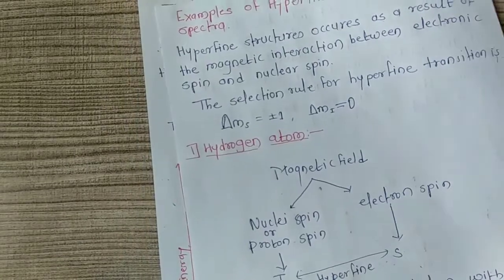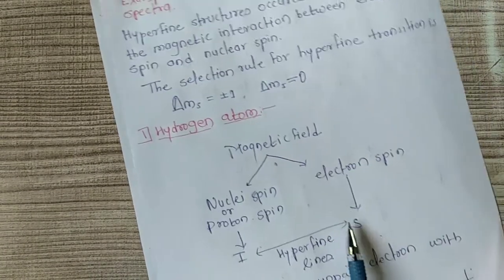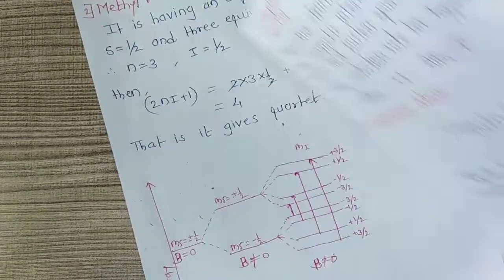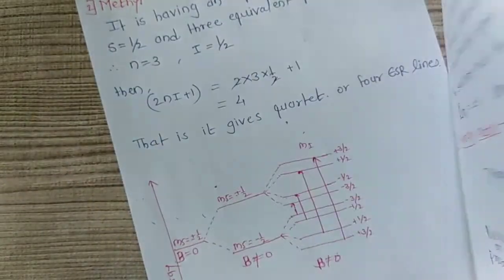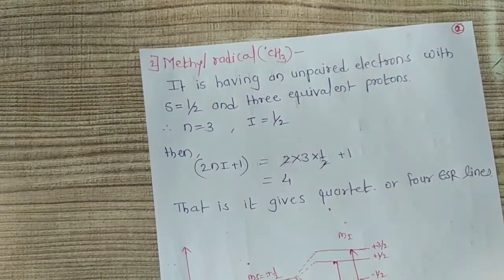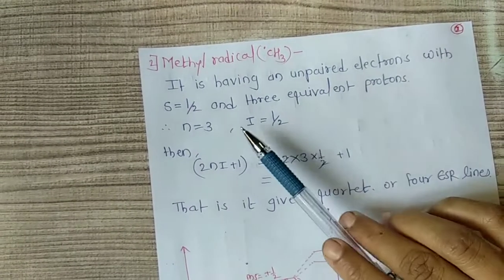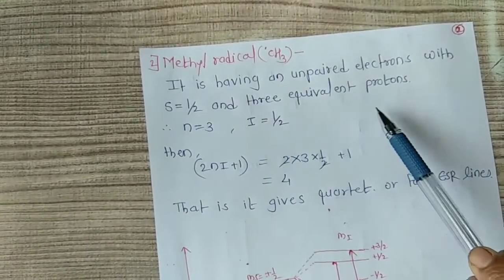We discussed the hyperfine structure, or the hyperfine spectra, of the hydrogen atom. Now we discuss the hyperfine structure of the methyl radical, that is CH3. This methyl radical has an unpaired electron with S equal to half and 3 equivalent protons.